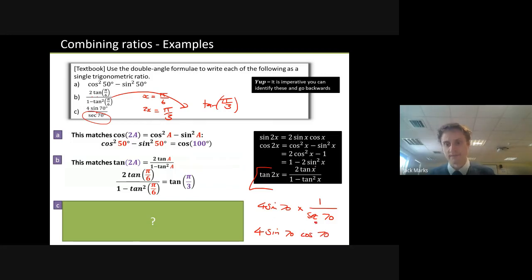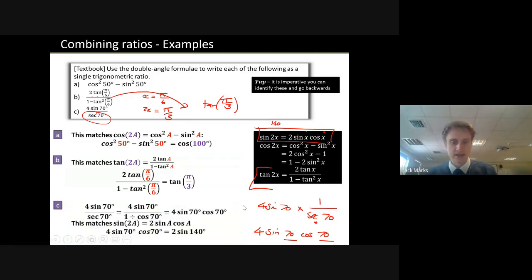Well, now that looks like sine double angle, doesn't it? This is in the position of x, so 2x will be 140. There's not a 2 at the front, though. There's a 4, so I need to double everything. Sine 2x equals 2 sine x cos x. So 2 sine 2x equals 4 sine x cos x. Okay, so my final answer then is 2 sine 140.